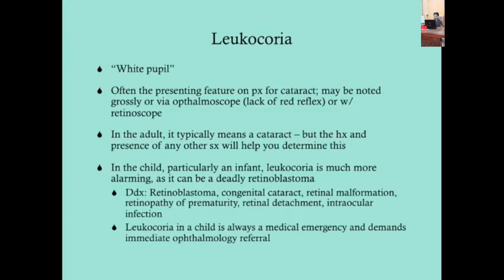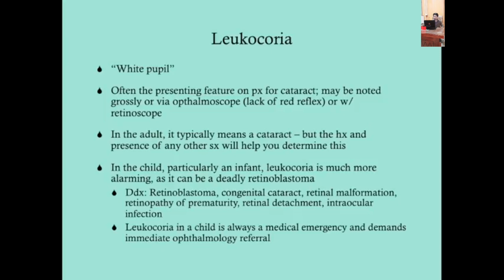Leukocoria is a white pupil, and just the designation of leukocoria is important to know because this is often the presenting feature for a patient on physical exam for cataract. Usually we associate leukocoria with children, and that is true. Leukocoria does happen in children, and when it does, it's an emergency. But leukocoria is just any white pupil, and that can be noted by looking through the ophthalmoscope, or it can be noted grossly, or it can be noted even by a parent when a picture is taken.